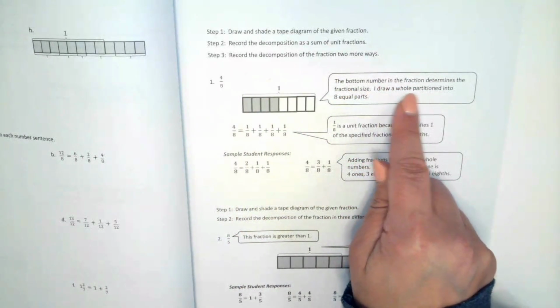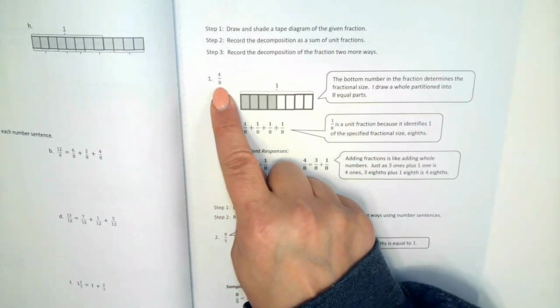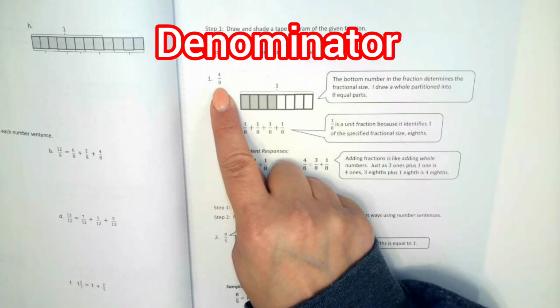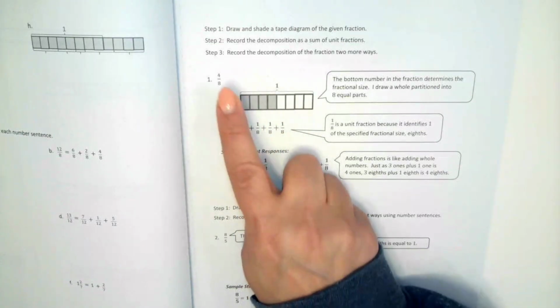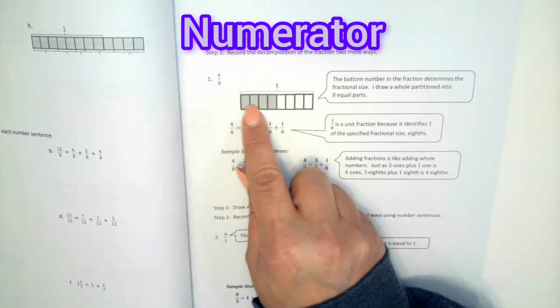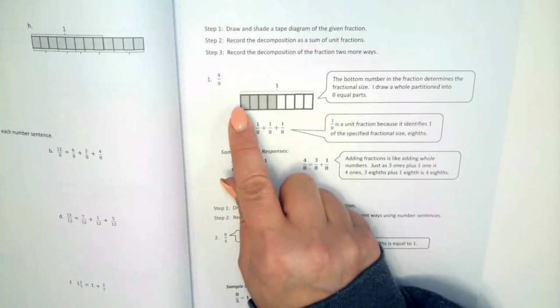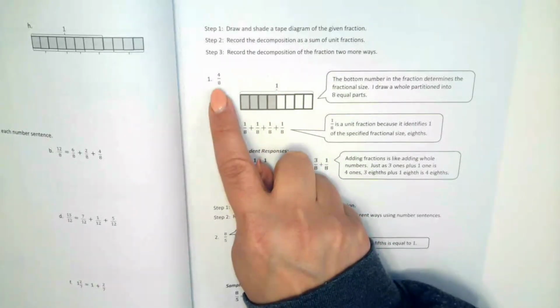I draw a whole partitioned into 8 equal parts because we have eighths, and the denominator is 8, so we have 8 parts. We shade 4 parts because the numerator is 4. Here are 4 parts shaded. 4 out of the 8 parts are shaded, 4/8.